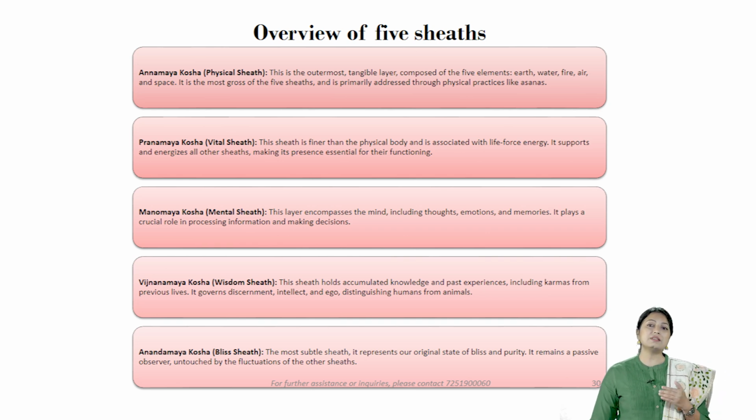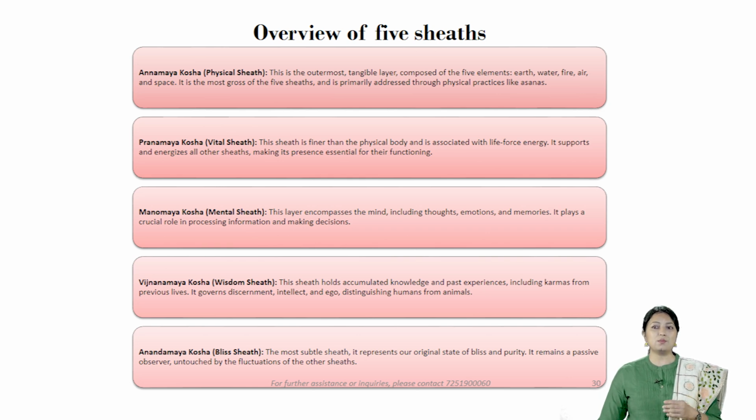The third kosh is Manomaya Kosh or the mental sheath. This layer encompasses the mind, including thoughts, emotions and memories. It plays a crucial role in processing information and making decisions. Fourth kosh is Vigyanmaya Kosh or the wisdom sheath. This sheath holds accumulated knowledge and past experiences, including karmas from previous lives. It governs discernment, intellect, and ego, distinguishing humans from animals.